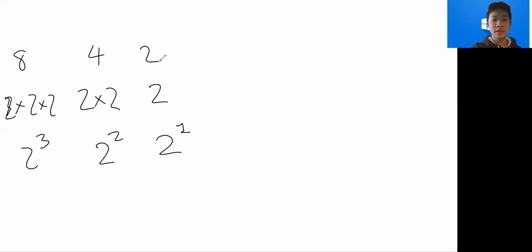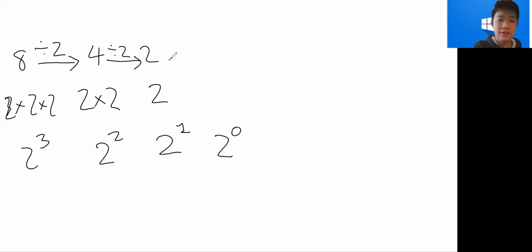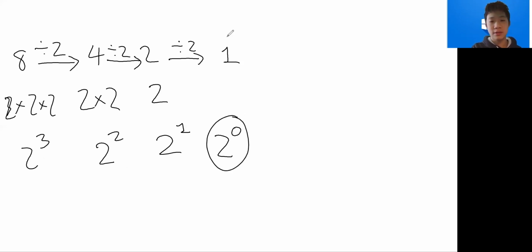All right? So what is the pattern we see here? If we go from this number to this number, what are we doing? Well, we're dividing by 2. If we go from this number to this number, what else are we doing? Dividing by 2. So for every number from left to right, we're going to divide by 2. So what is 2 to the 0 power going to be? Well, we're just going to divide by 2 again. 2 divided by 2, 1. 2 to the 0 power is 1.